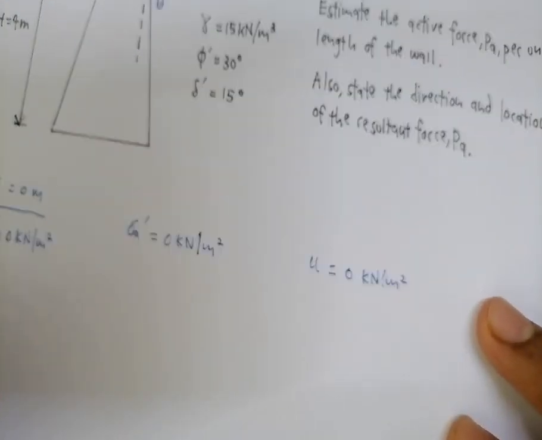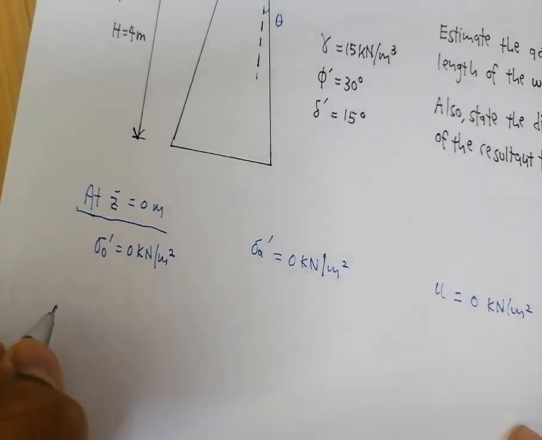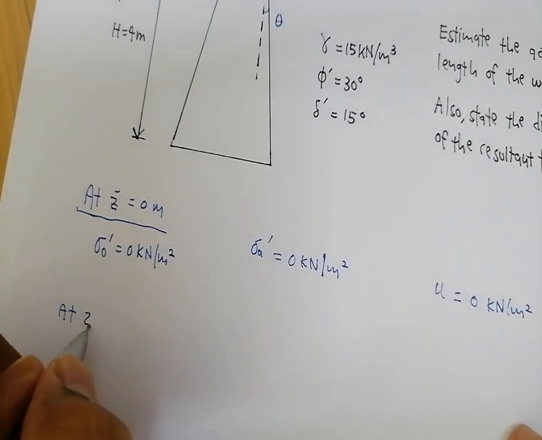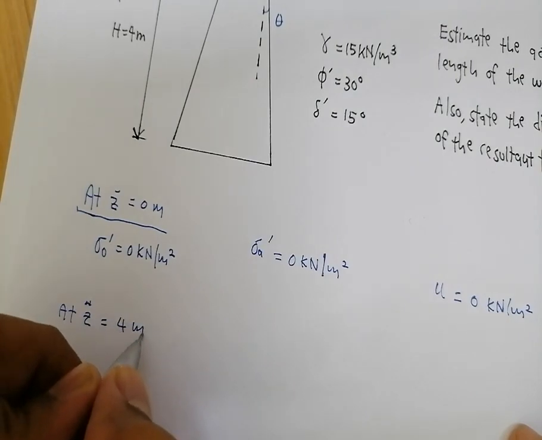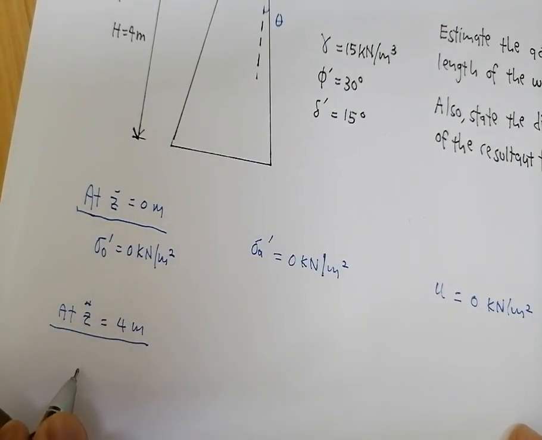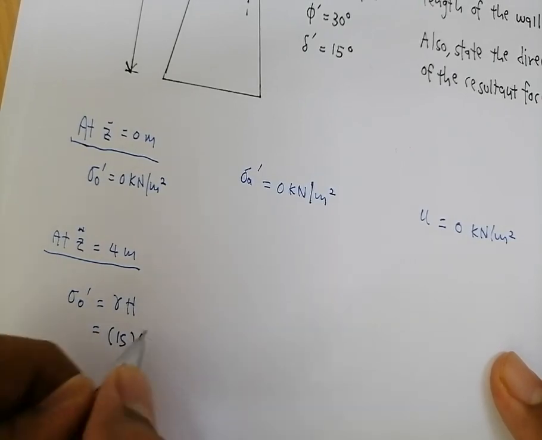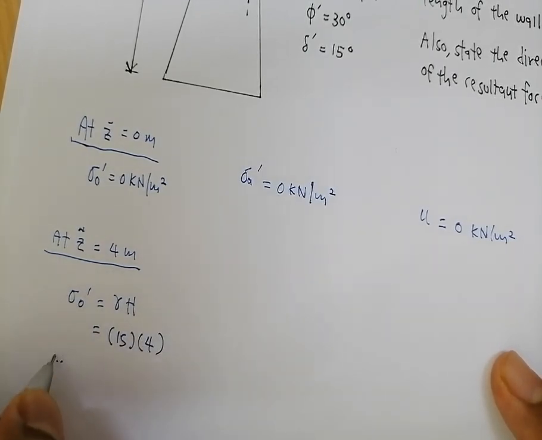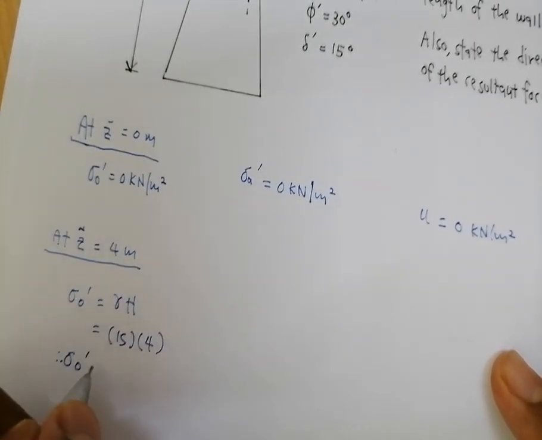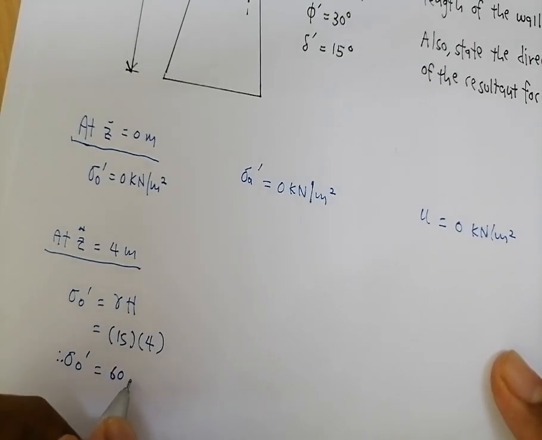All right, done. So for the second one, at Z equals 4 meters, the vertical effective stress equals gamma h. That's what we did before. Gamma is 15 times 4. Therefore, vertical effective stress equals 60 kilonewton per meter square. Am I right?